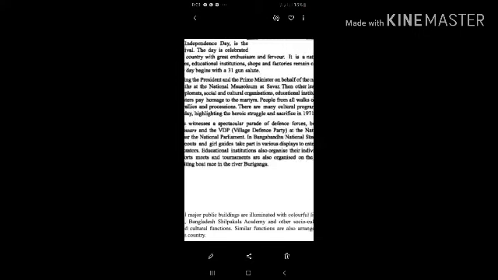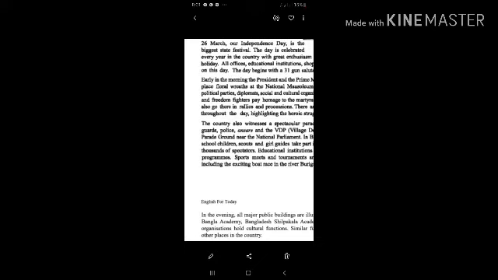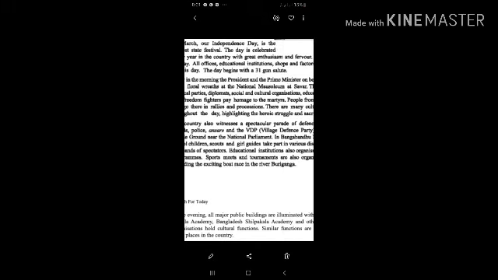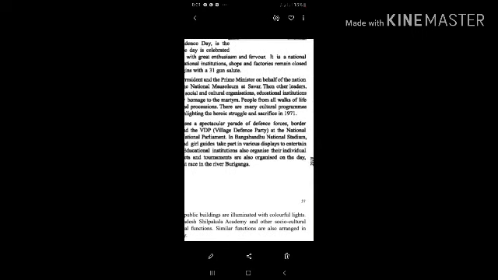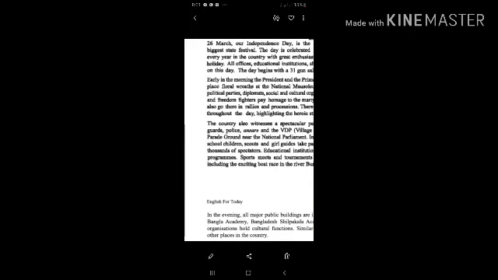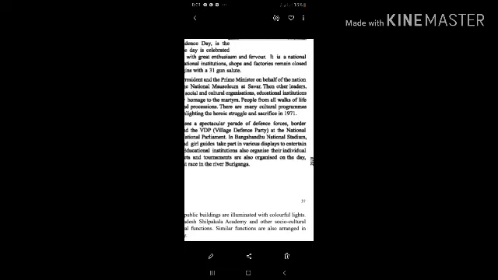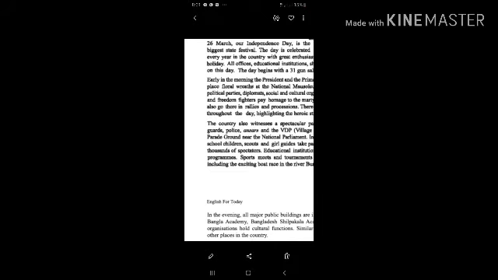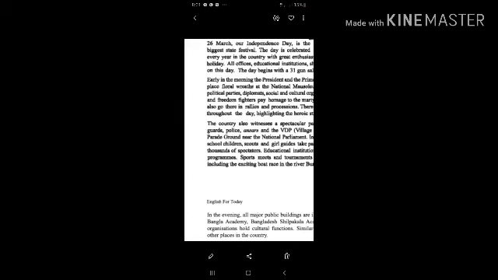In the evening, all the major public buildings are illuminated with colorful lights. Another very beautiful scene is also seen in the evenings: all the major buildings of the country are illuminated with different colored lights. Bangla Academy, Bangladesh Shilpokala Academy, and other socio-cultural organizations hold cultural functions. Similar functions are also arranged in other places in the country.